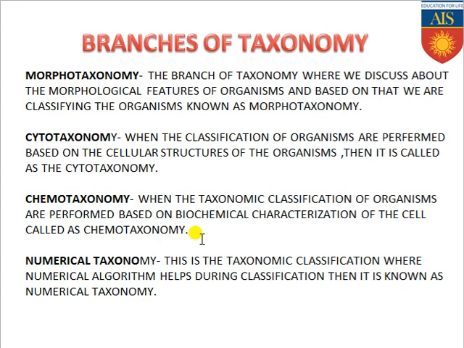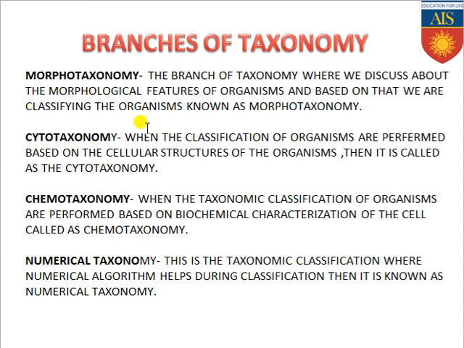In the next slide you can see the branches of taxonomy are discussed. So what are the different branches of taxonomy present? There are 4 different branches of taxonomy: one is morphotaxonomy, the second is cytotaxonomy, the third is chemotaxonomy, and the fourth is numerical taxonomy. So let's see these types of taxonomy.